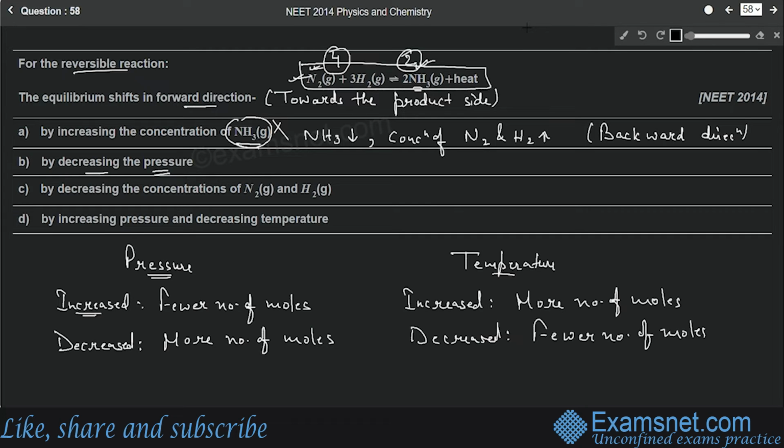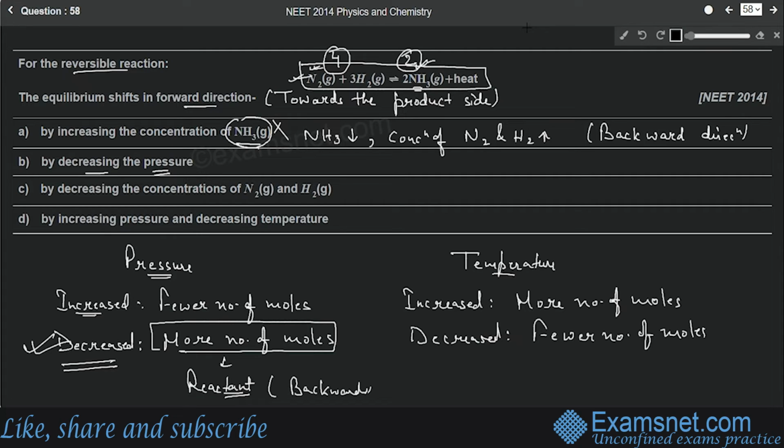In the second option, it is mentioned by decreasing the pressure. If we decrease the pressure, then by this rule the reaction will move towards more number of moles, right? More number of moles means towards the reactant side, because on the reactant side we have 4 moles and on the product side only 2 moles. So that means this will be a backward reaction. The second option is also incorrect because this will move the equilibrium in the backward direction.